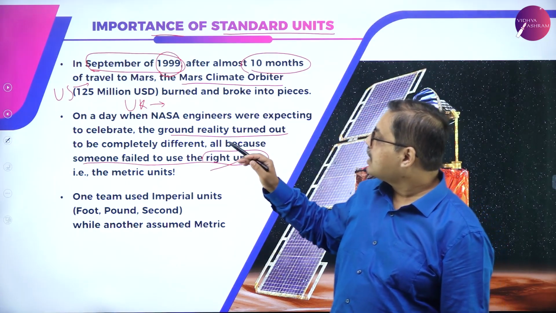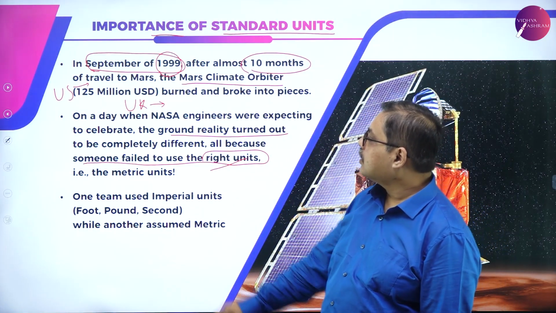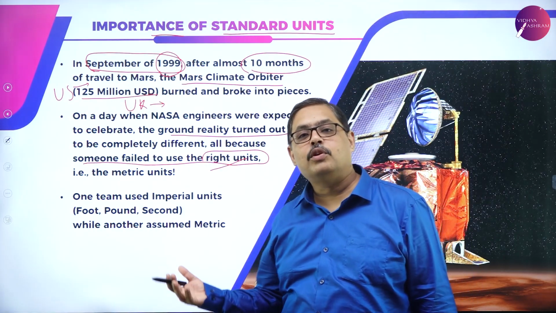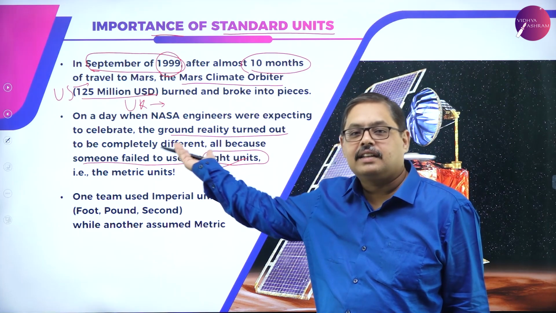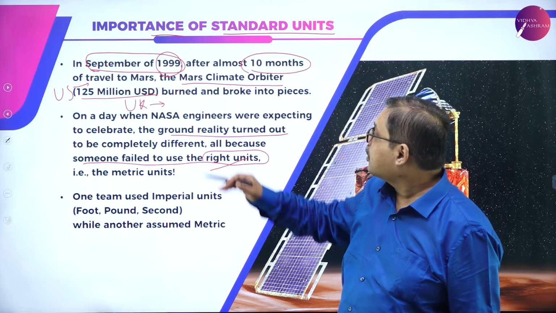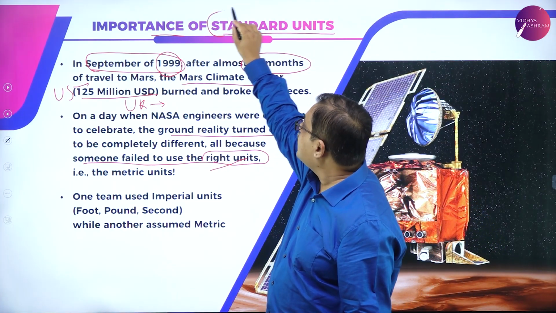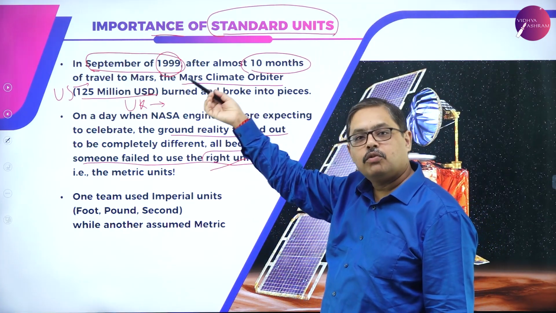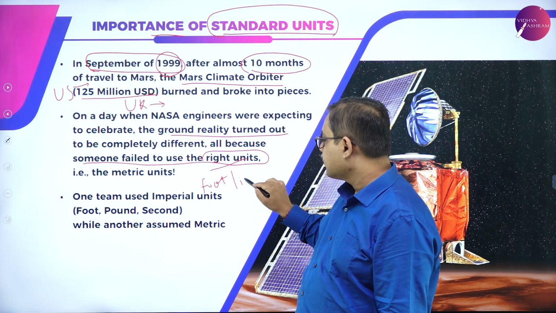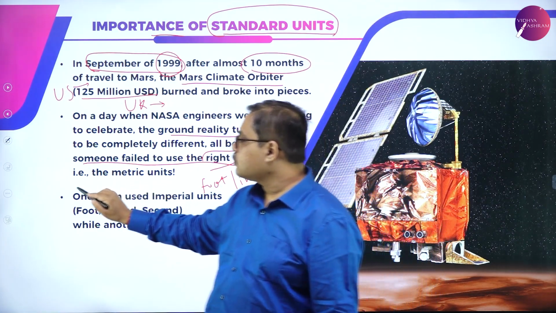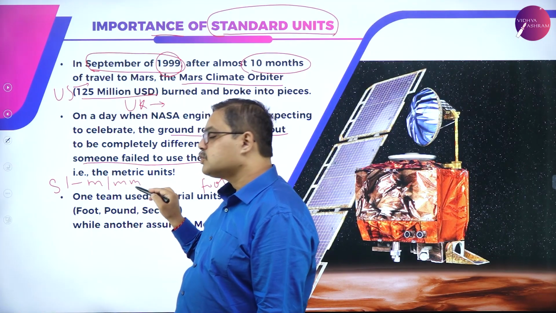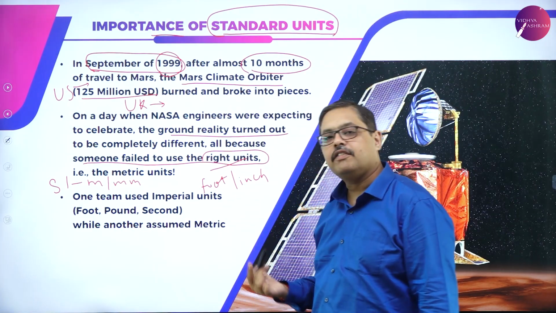What was the loss that was incurred? The loss incurred was 125 million USD. This was almost the budget of the entire Indian Railways at that point of time. That was the huge amount of loss that was faced. Why? Because people did not use a standard unit. Someone was using the imperial scale of foot and inch, whereas someone else was using the SI unit of meter and millimeter. This was the only problem that we had faced.